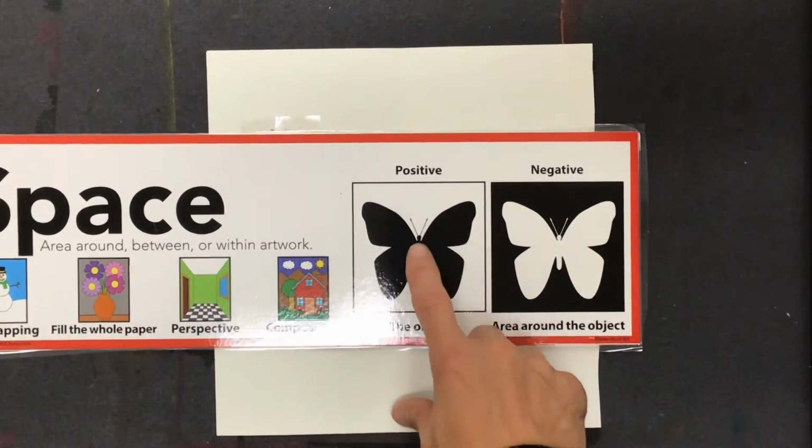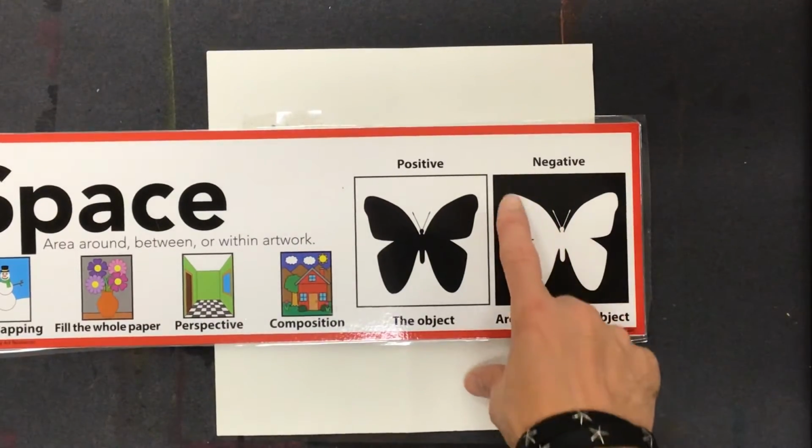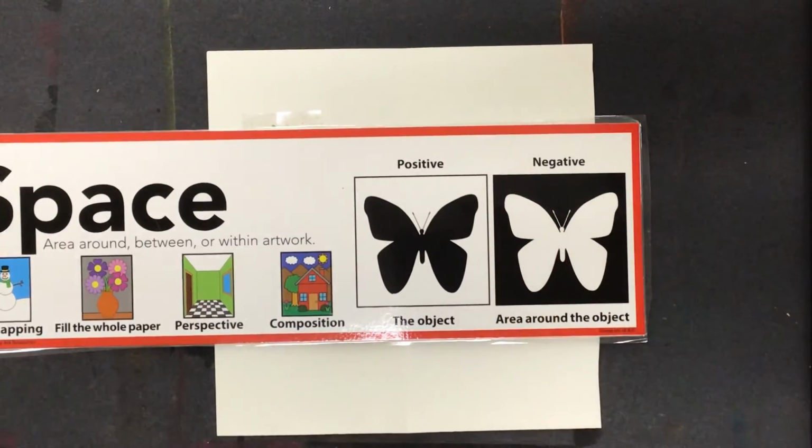So positive is where it takes up space. Negative is where it does not take up space. It's the empty area around it. So that will become quite important when you're trying to visualize how your letter should look.